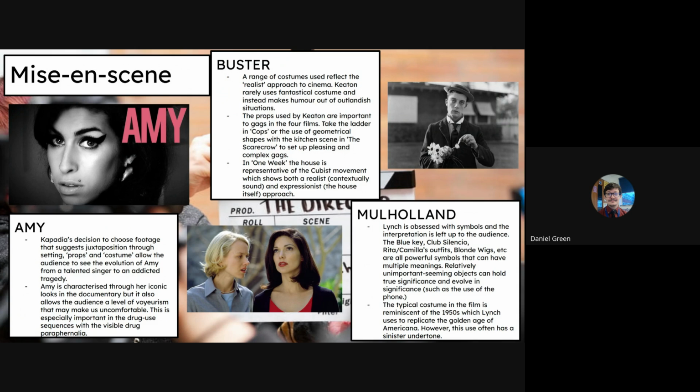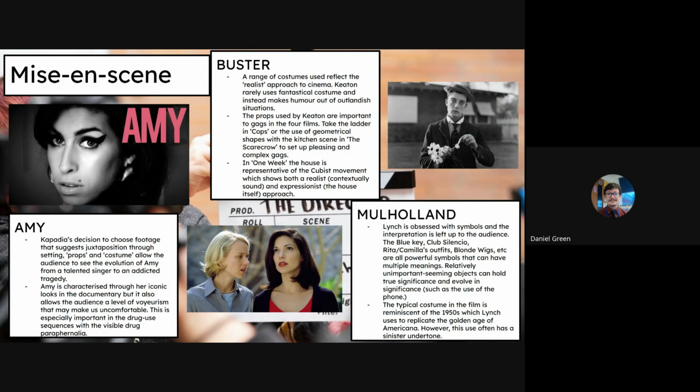In Buster Keaton, there's a range of costumes that reflect the realist approach to cinema. All of their costumes are traditional for the time, and they rarely make use of fantastical costumes. You could say some costumes are sometimes a little over the top, for example, in The High Sign, but instead they tend to make their humor out of outlandish situations rather than out of an outlandish costume. And the props used by Keaton are often important to the gags in the films. For example, the ladder in Cops, or the use of geometrical shapes with the kitchen scene, where they've got all of like the salt and pepper and the sauces and so on little strings, and they're thrown around the place. And it sets up quite aesthetically pleasing, but also very complex gags.